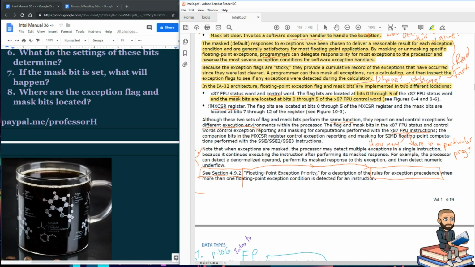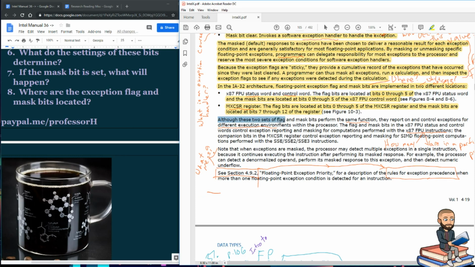So it looks like we have 12 bits in total, which makes a lot of sense because we have 6 classes of exceptions. Now the second location is the MXCSR register. The flag bits are located at 0 through 5 again, just in this MXCSR register. And then the mask bits are located at bits 7 through 12 of this register. So I wonder what that register's total size is. Is it 12? Or I should say 13, because 0 is a number.